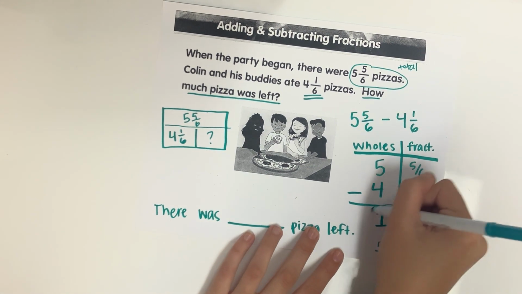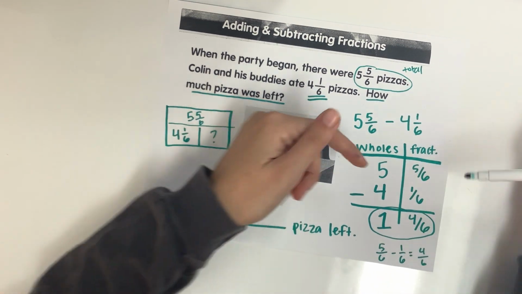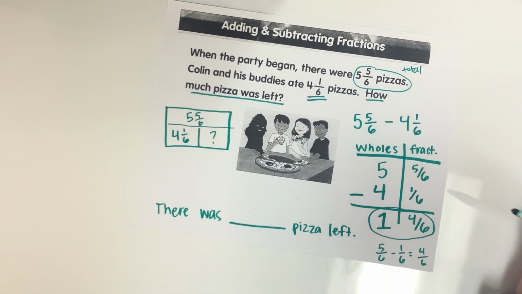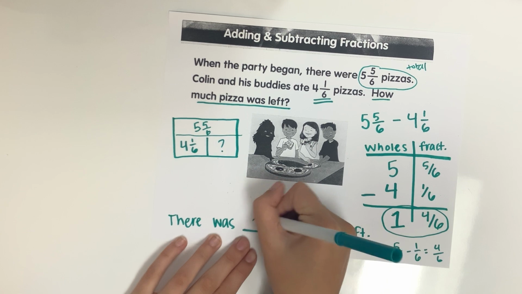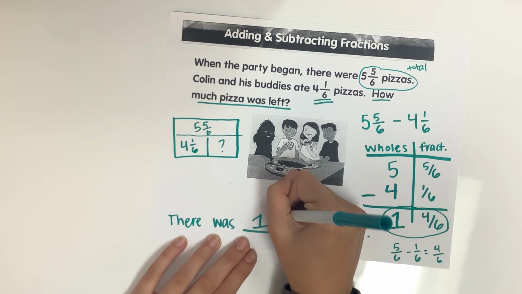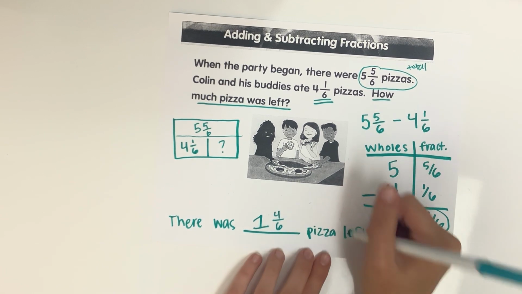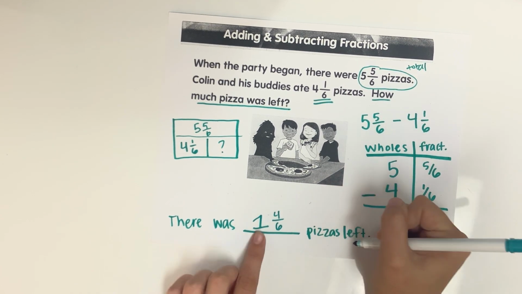So there we go. This was our total number, right? 5 and 5/6, and we took away 4 and 1/6. So what was left over was 1 and 4/6 of the pizzas. Oh, I should put an S because I have 1 whole pizza still left.